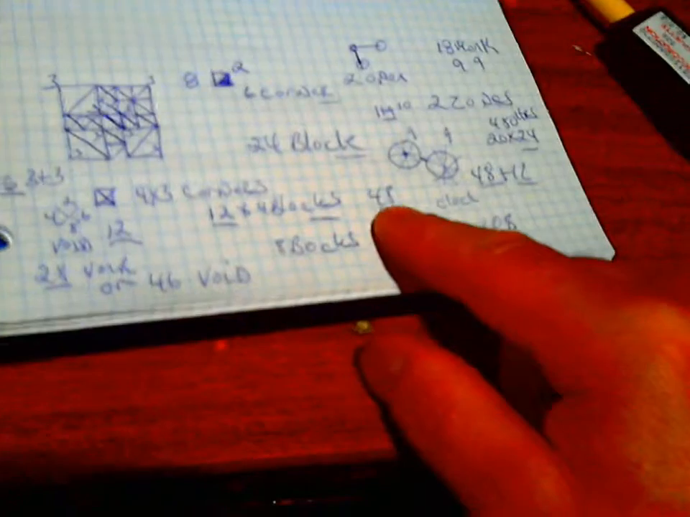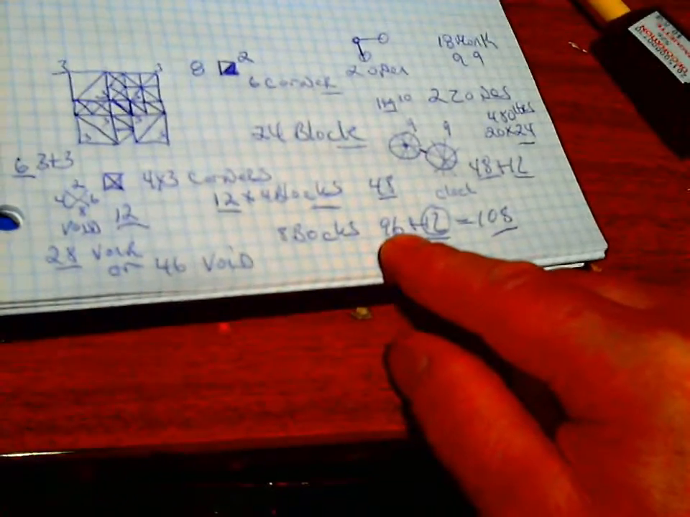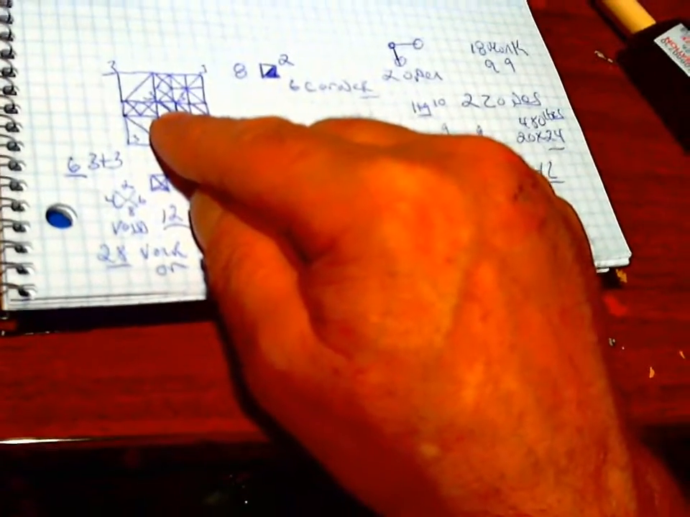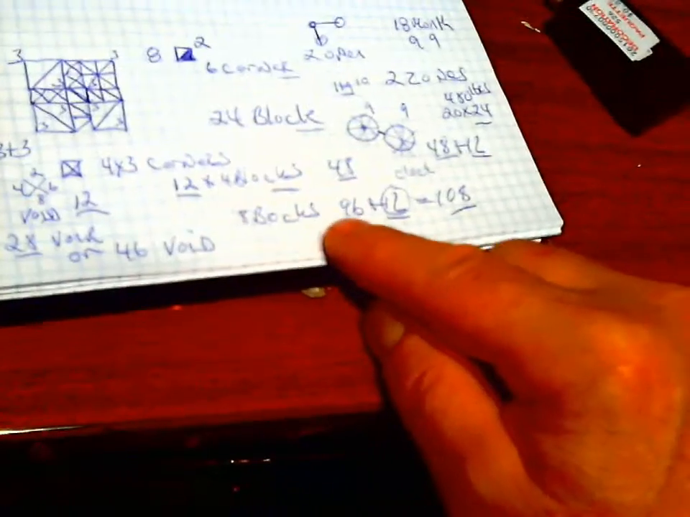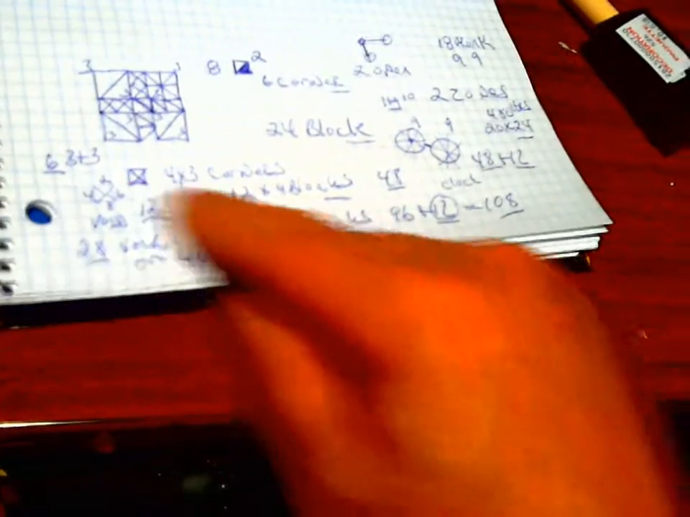You have a total of 48. You have 8 blocks. You have a total of 96. 8 blocks goes around the center block. Center block is the 5 block. 8 blocks at 12 equals 96 points.